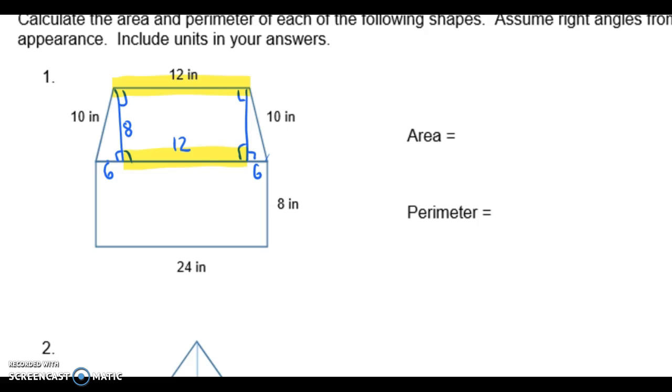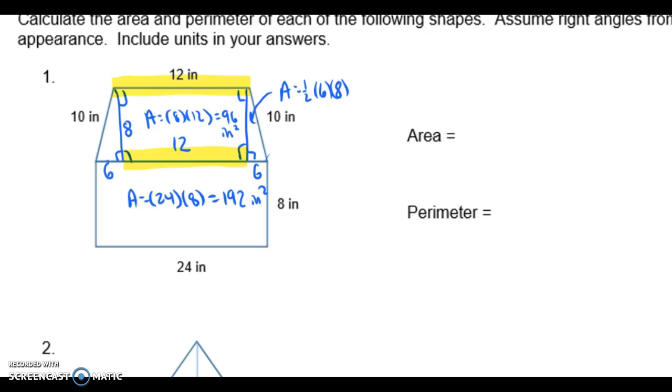So to find the area of this shape, I'm going to take 24 times 8, and I get 192. Again, that's for my lower part. And then I'll find the area of each of these 3 and then put it all together. So the area of the rectangle is 8 times 12, which is 96 inches squared. And then the area of each of these triangles is going to be 1/2 of 6 times 8, which is 24 inches squared. So that's this one here, and it's also that one.